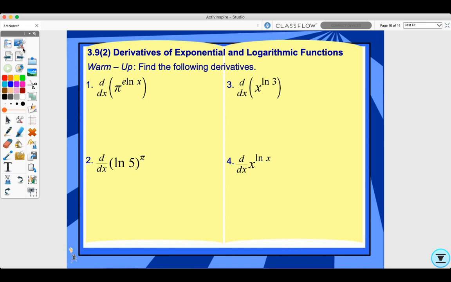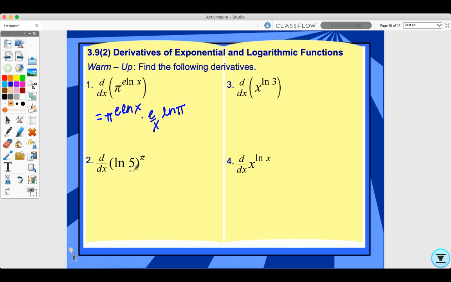So continuing on with 3.9, derivatives of exponential and logarithmic functions, find the following derivatives. So take a minute, pause this video, and go ahead and work through the derivatives. The derivative with respect to x of pi to the e times natural log of x would just be pi to the e natural log of x times e over x times the natural log of pi.